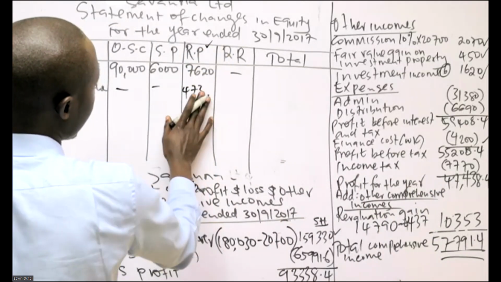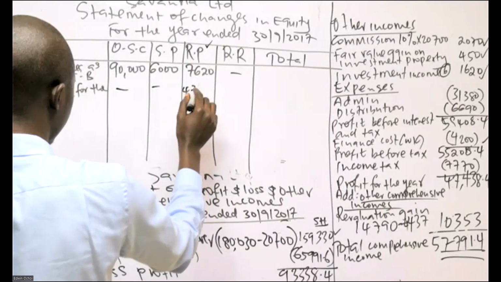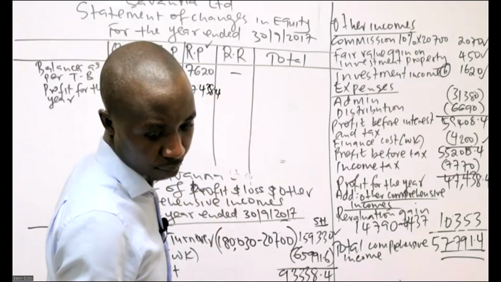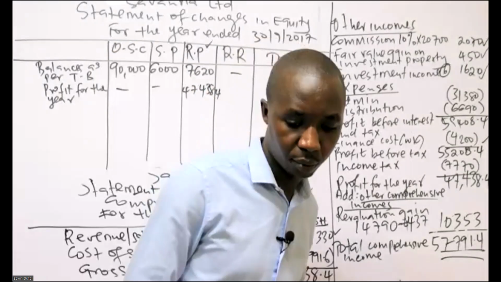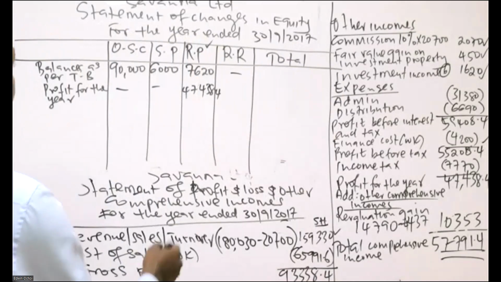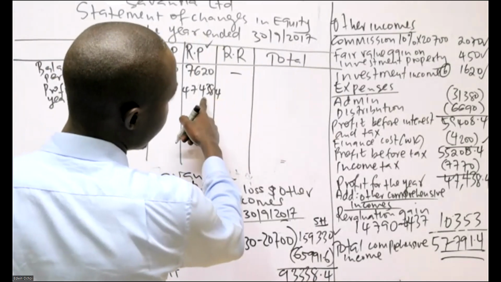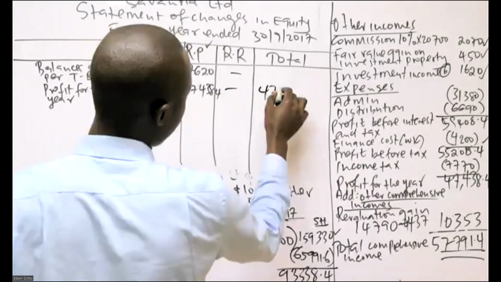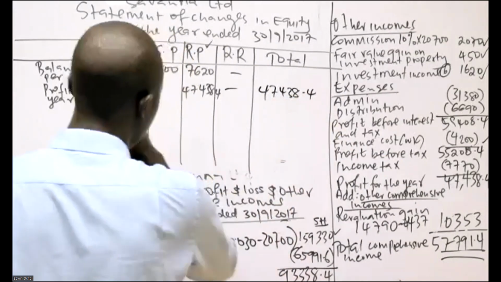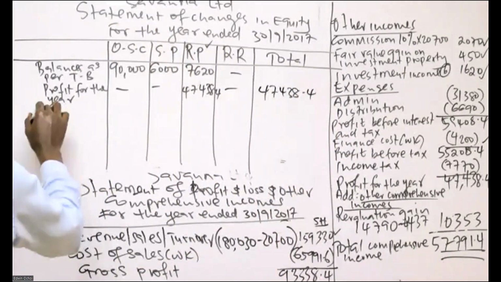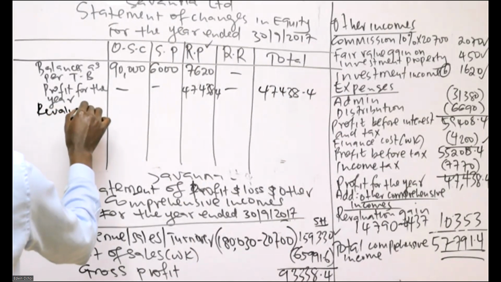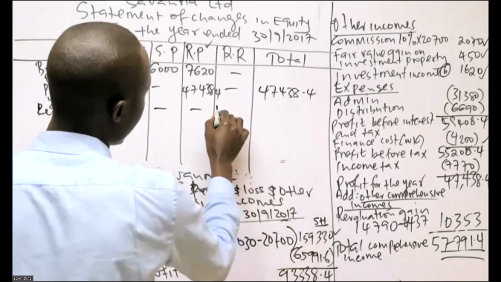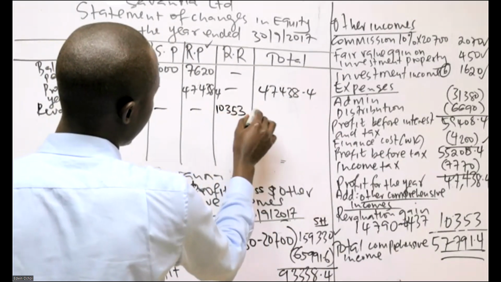It's 47,438.4, not 43. So this one is 47,438. This profit you take to the total, 47,438. Then revaluation. The revaluation gain goes to the revaluation reserve, the 10,353.